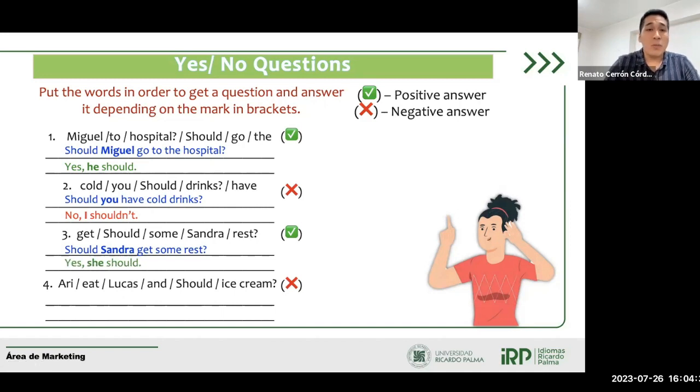Okay, guys, we have one more. Number 4. What is the question? Excellent. Should Harry and Lucas eat ice cream? The answer? Okay, that's right. No, they shouldn't. Okay. So now that we have practiced with yes, no questions, let's now, guys, see how we can formulate WH questions.